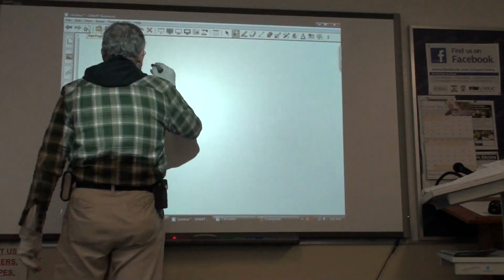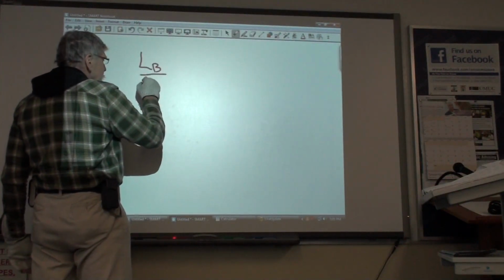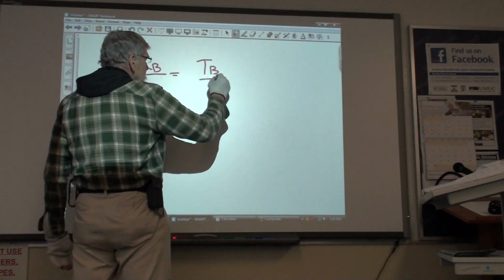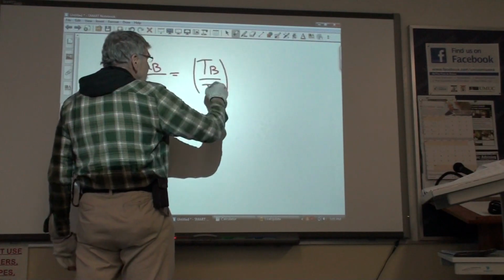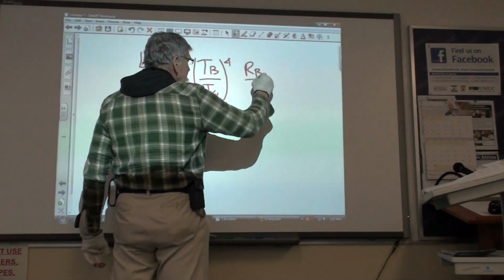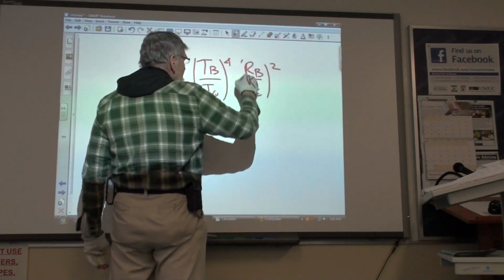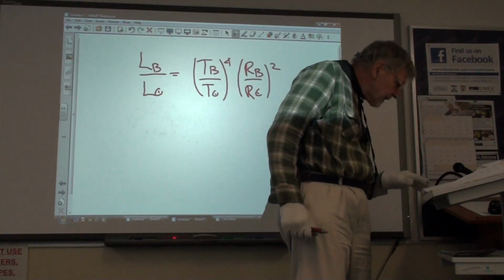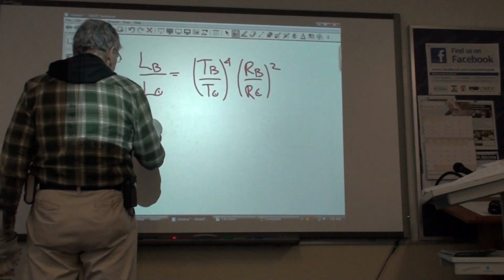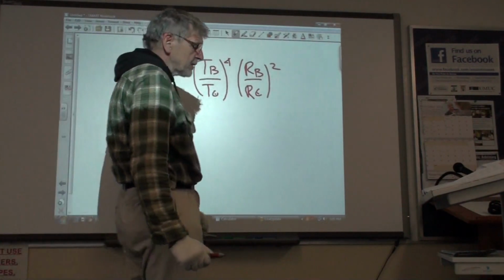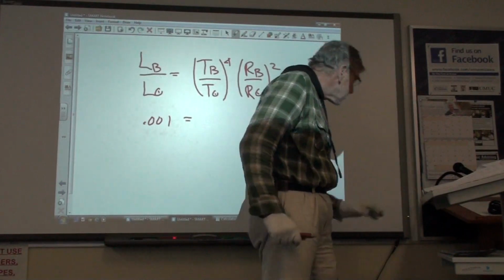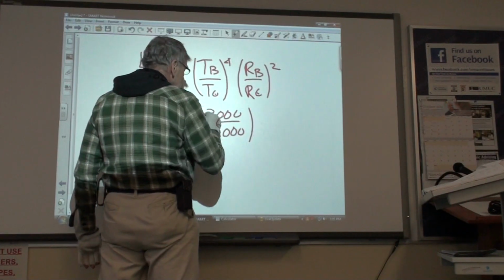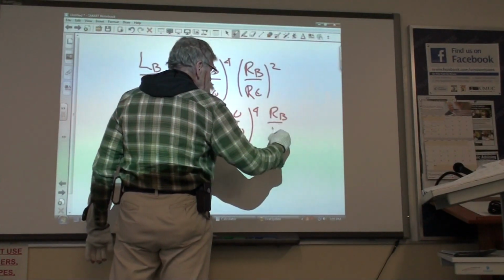And the start is the same for the Barnard star. The luminosity of the Barnard to the luminosity of the sun. And after we have our usual cancellations, it's going to be the temperature of the Barnard to the temperature of the sun to the 4th power, the radius of the Barnard to the radius of the sun to the squared power. And now we have the given information that the luminosity is 10 to the minus 3. So it's 0.001. And the temperature of the Barnard star is 3,000 degrees. The temperature of the sun is 6,000 degrees to the 4th power. And this is what we're looking for.